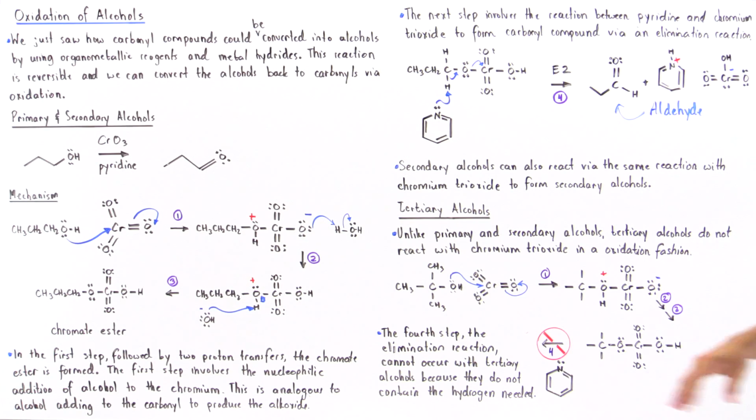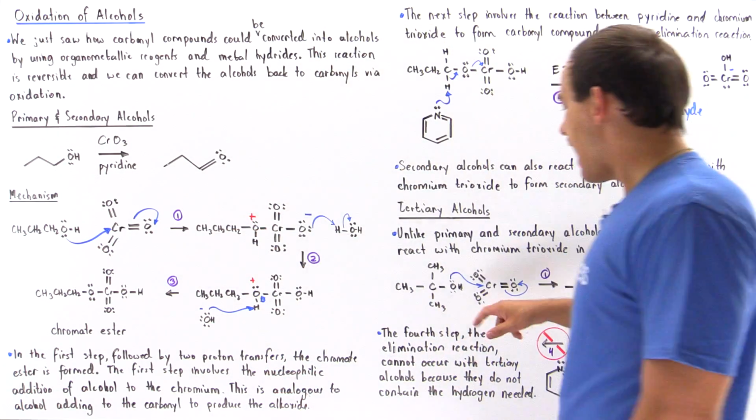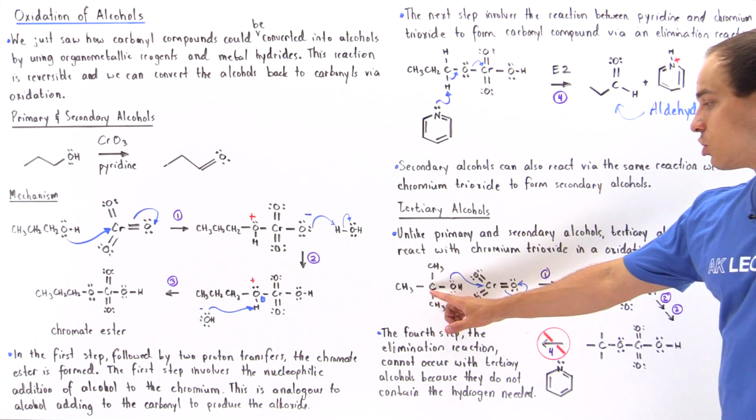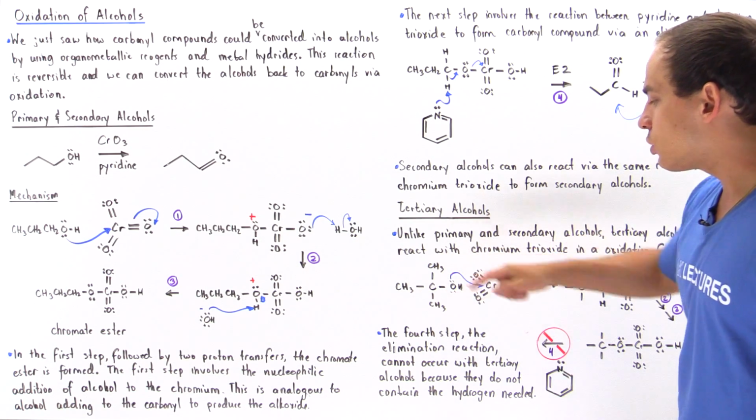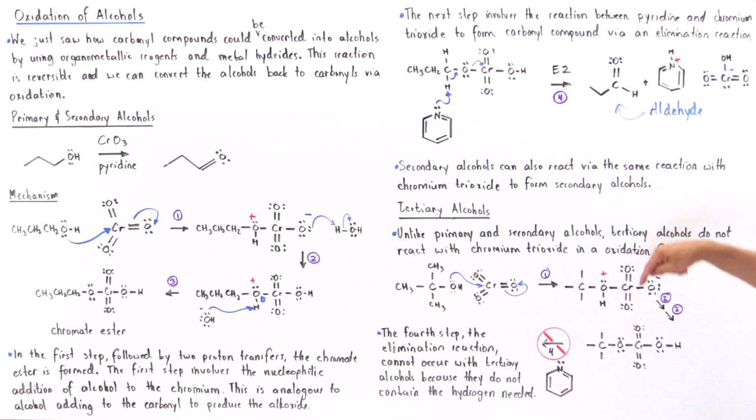So to see what we mean, let's take a look at the following mechanism. The first step is the same exact step. So we have, let's say, this tertiary alcohol. The first step is this alcohol acts as a nucleophile, forming a bond between the oxygen and the chromium. We have a positive charge on this oxygen and a negative charge on this oxygen. Then we have two steps in which an H atom is transferred onto this oxygen. In the third step, an H atom is lost by this oxygen. And so we form this chromate ester.